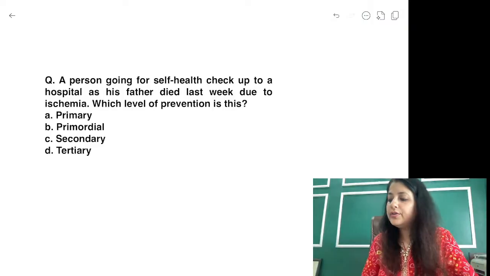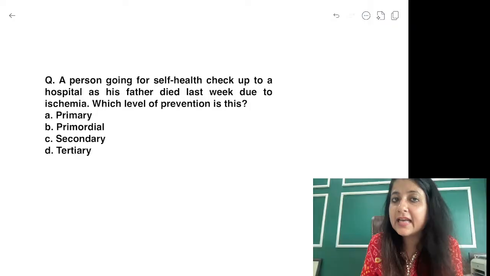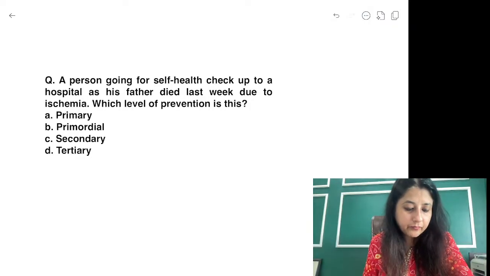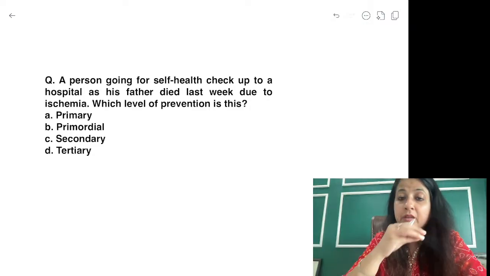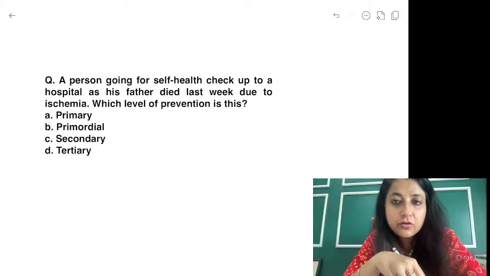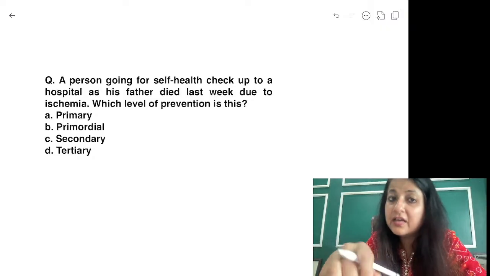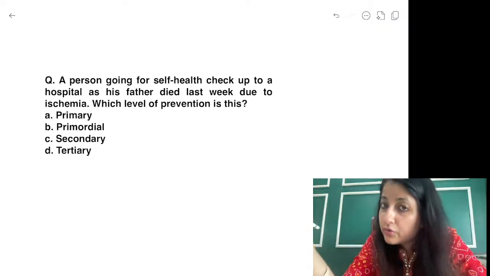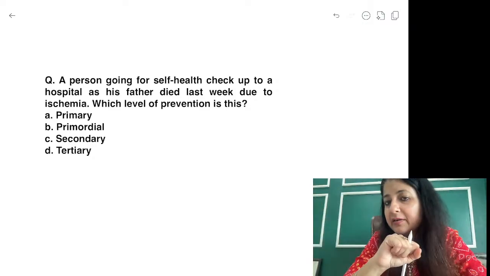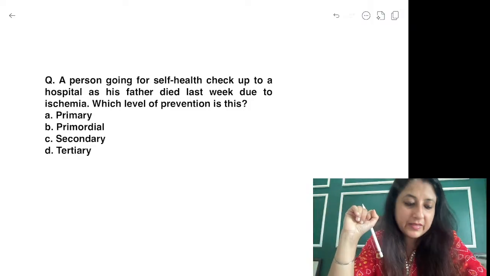Okay, let's go to the next one, guys. A person goes for a self-health checkup to a hospital as his father died last week due to ischemia. Consider the meningitis example: you are coming in contact with a person with meningitis, so you are at risk of meningitis. You can develop meningitis. Right now you don't have it, but you can develop it. So you will take rifampicin so that you don't develop meningitis. The disease has not yet started, but the risk factor is present. Primary level of prevention, and particularly we are focusing on meningitis, so specific protection.